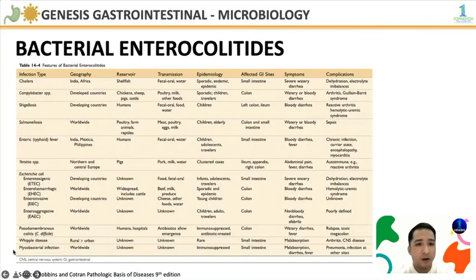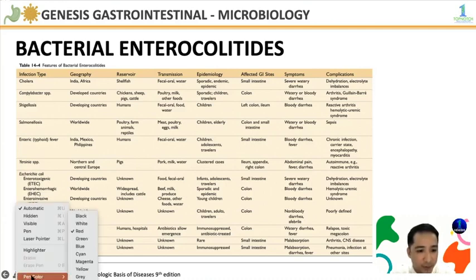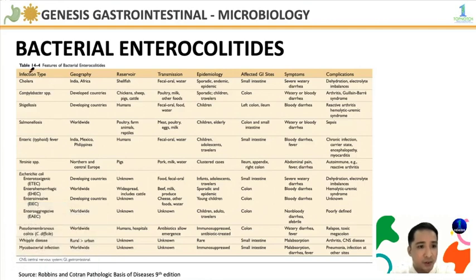This figure lifted from Robbins' pathology shows the different microorganisms that we're going to tackle in cases of bacterial enterocolitis. It is very important to discuss your cholera. Usually the reservoir comes from shellfish, and the mode of transmission is fecal oral. The affected GI site is usually the small intestine. Again, as I mentioned earlier, severe watery diarrhea is the prominent symptom. Complications will include dehydration and electrolyte imbalance, so it is very important to check the level of hydration of the patient.